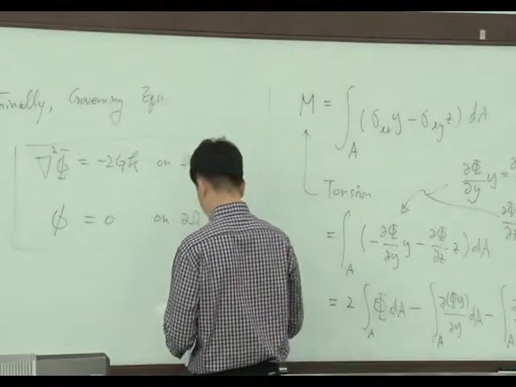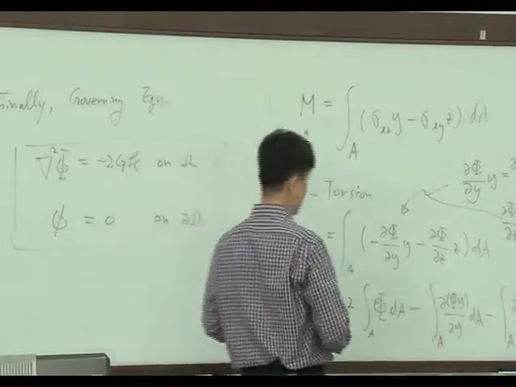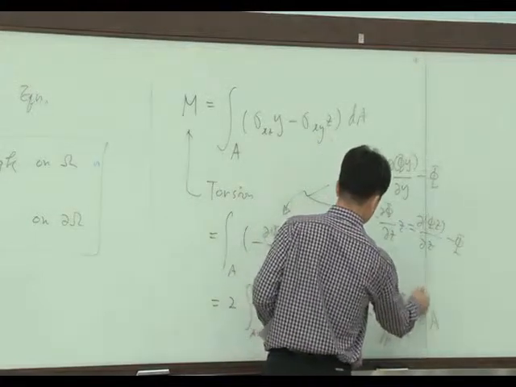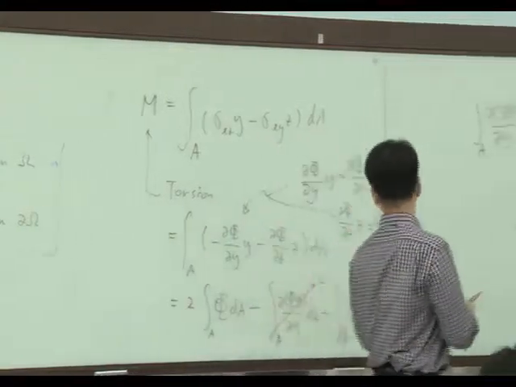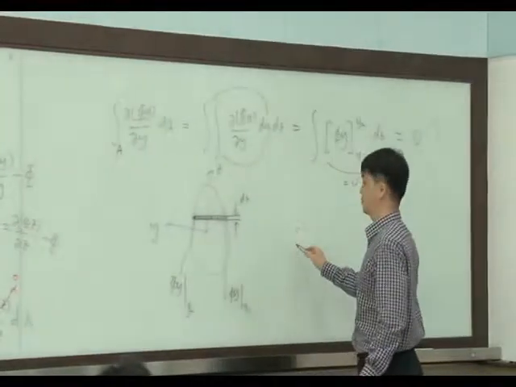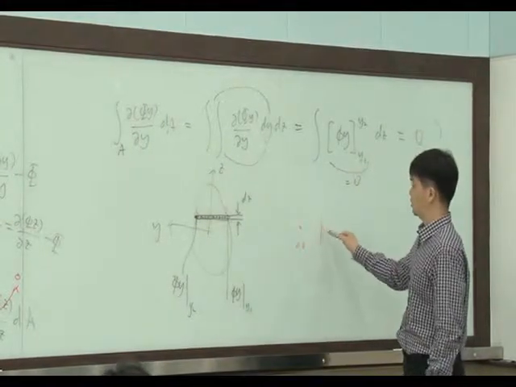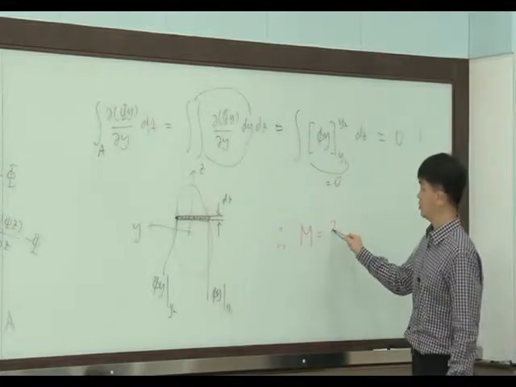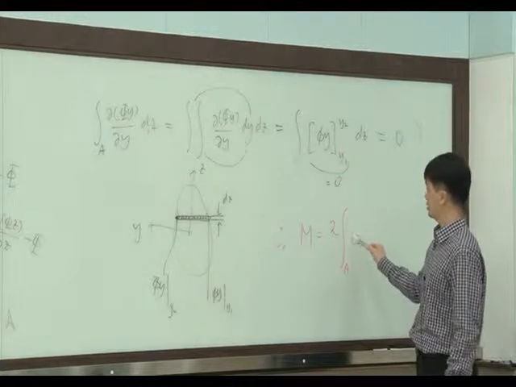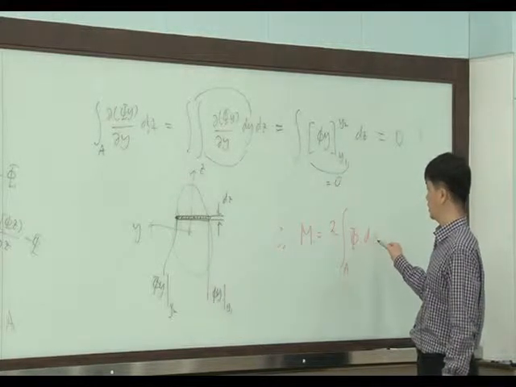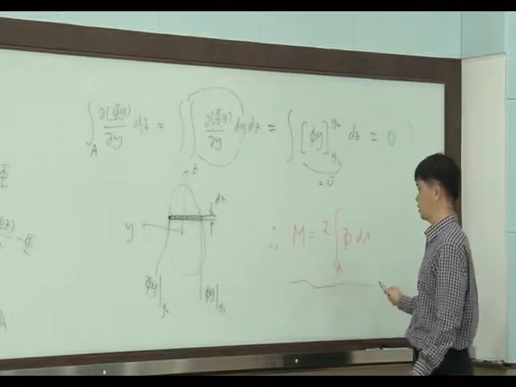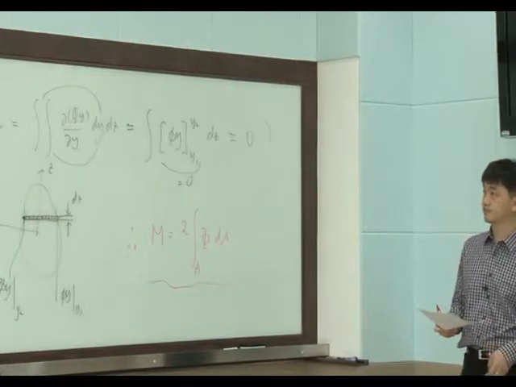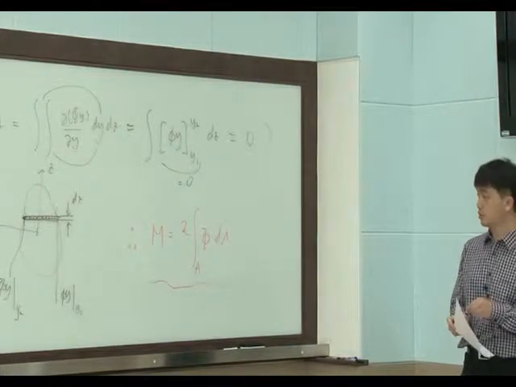So we can do exactly the same thing for the third term here. This becomes 0, this becomes 0. So finally we can calculate the moment very easily, as the integration of the stress function dA. We can calculate the torsional moment very easily, right?